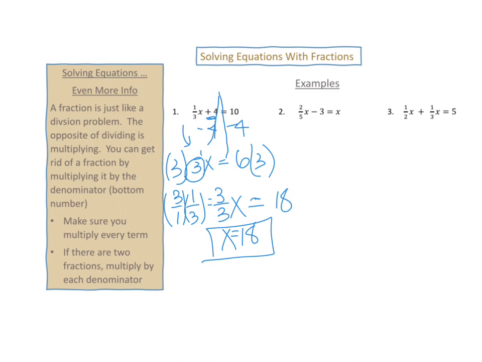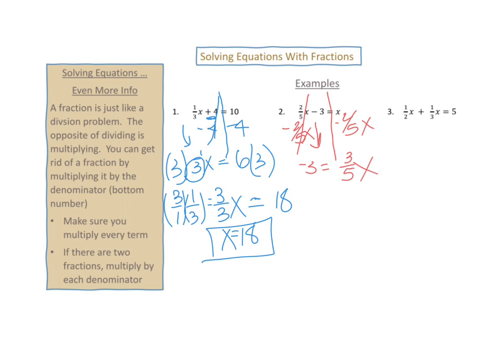For number 2, it's got 2 x's, so it's a little bit different. I'm still trying to get my x's on one side and my numbers on the other before I multiply. There's a couple different ways to do it. What I'm going to do here is subtract 2/5 x from this side so that these cancel, which of course I can't do unless I do the same thing over here. I bring this down. I get negative 3 equals 1x minus 2/5 x equals 3 over 5 x, right? If you said right, you're correct.